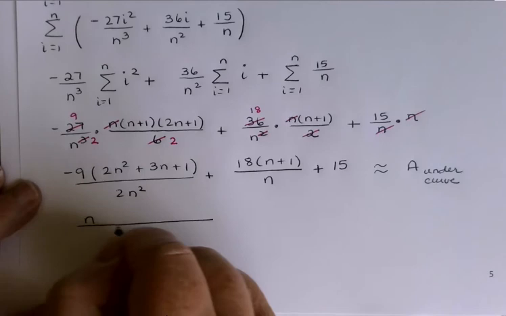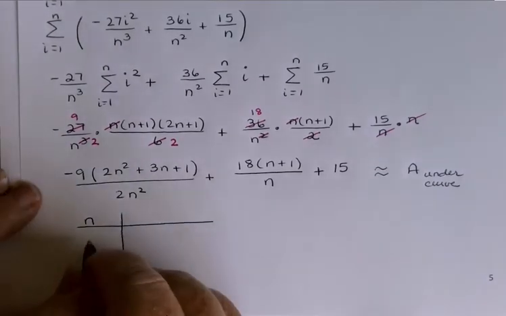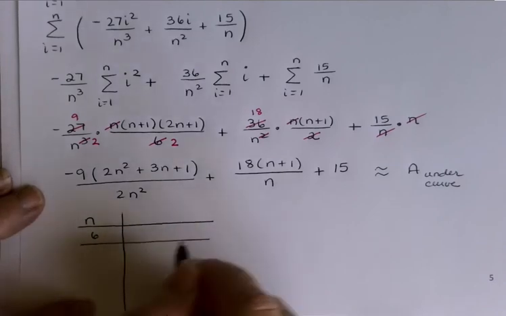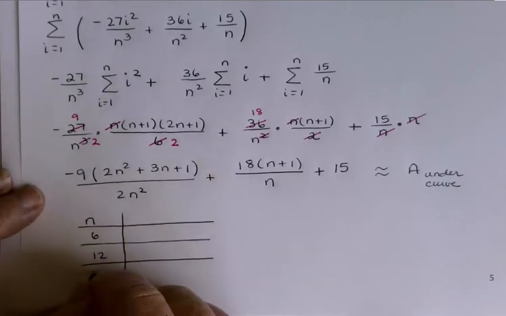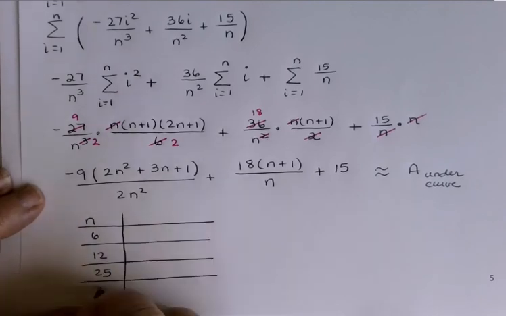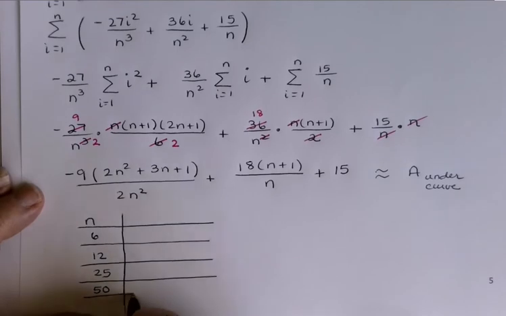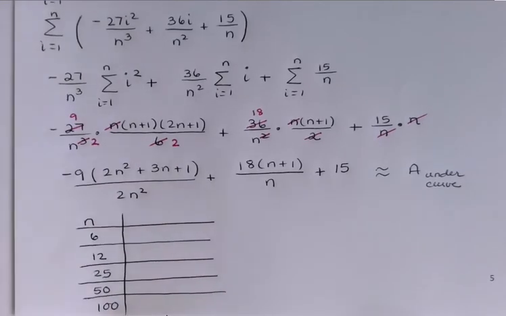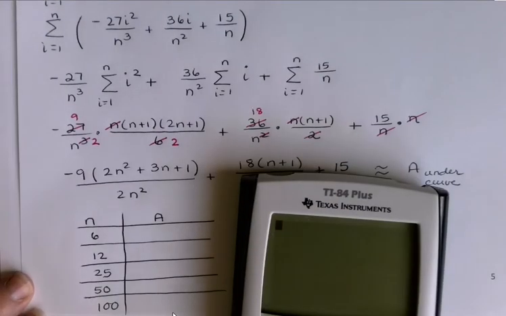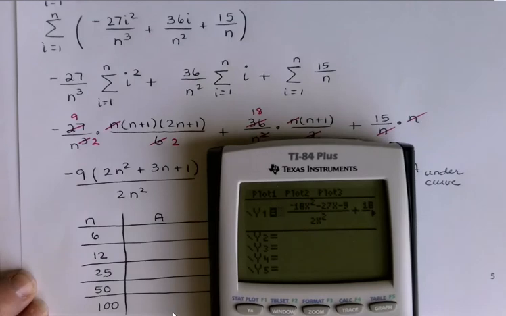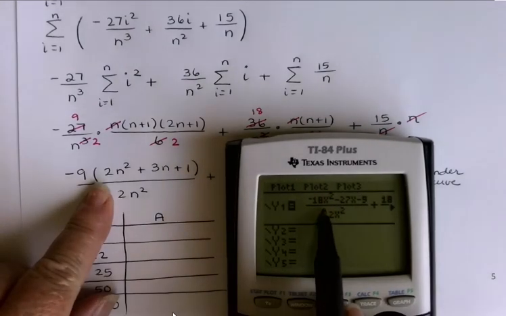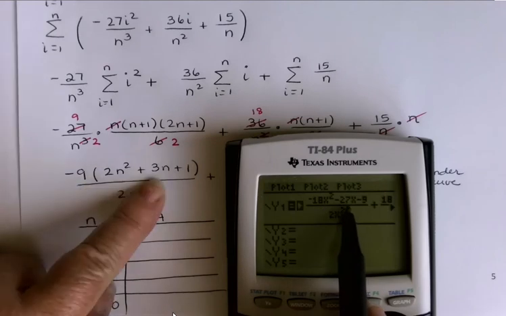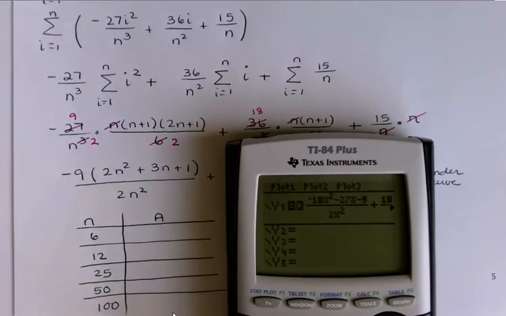Let's make ourselves a little chart here. We wanted to use 6 rectangles, 12 rectangles, 25, 50, and 100. So I'm just going to plug these n values in to approximate the area for each one of those. And just to save us a little time, I think I've already got that in my calculator. I do. Yeah, I actually did go ahead and distribute. I made that negative 18. I had to use an x, so negative 18x squared minus 27x minus 9 and so on. But you will see that I've got everything in here.